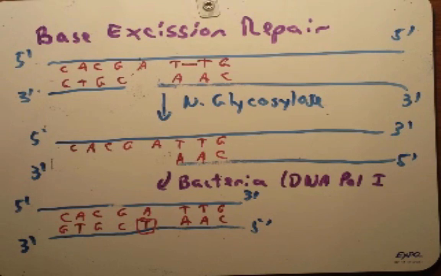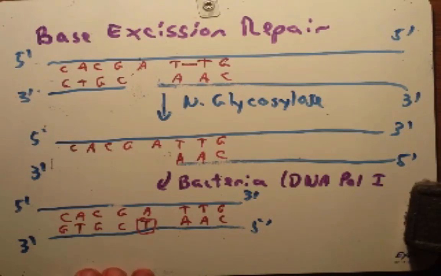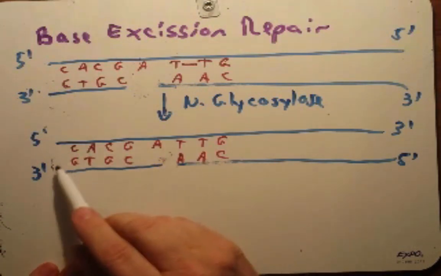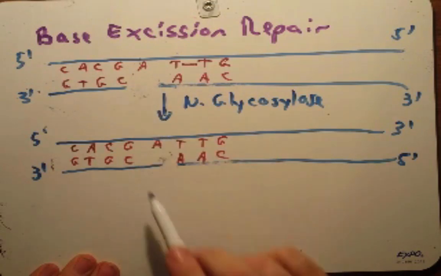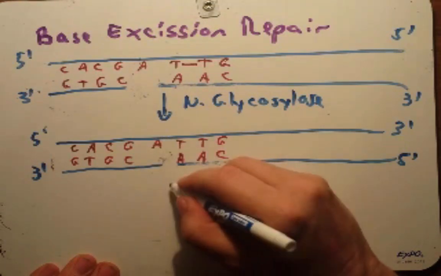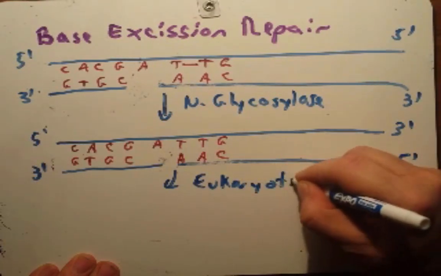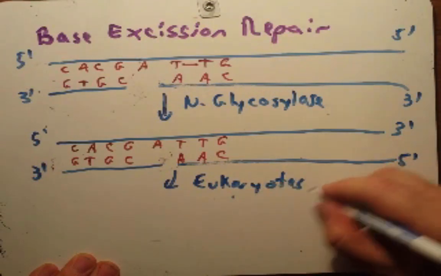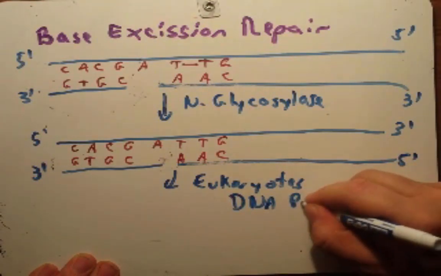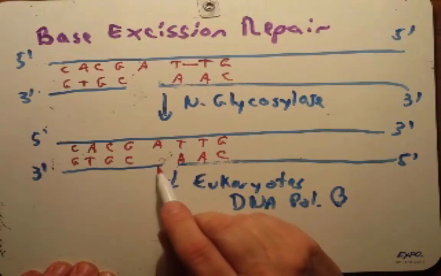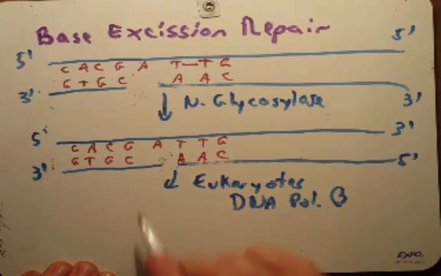Eukaryotes do something very similar, and so let's just write that down real quick too. I'm going to erase the bacteria part. So let's explain what happens in eukaryotes. Again, we have our mismatched pair that has been removed, the uracil has been removed, and the nick has been produced here. And in eukaryotes, DNA polymerase, abbreviated here, beta, is a little bit more efficient in that it doesn't degrade all of this. It just recognizes that it's missing a base here, and it just repairs that one base.